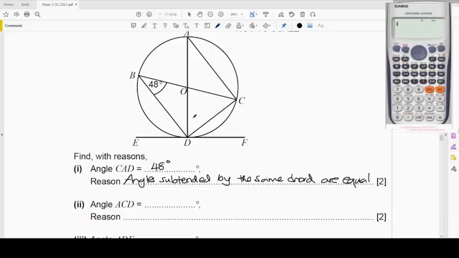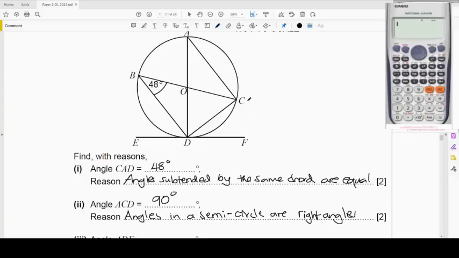Okay, then angle ACD. Angle ACD is 90 degrees, and the reason for that is that angles in a semicircle, or that have a chord that is the diameter, are right angled. Angles in a semicircle are right angles.